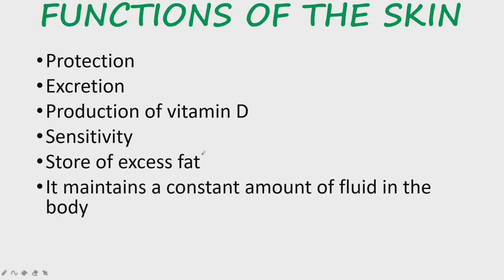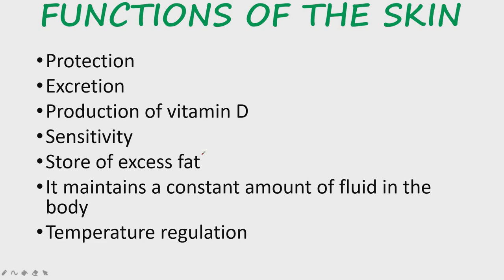The next one, it maintains a constant amount of water in the body. When the body has excess water, some of it will get rid as sweat, whereby skin will release that. But when the body has limited quantity of water, less sweat will be produced, but the body will not be dehydrated because the skin will control the amount of water that will leave the body. So the skin has the ability to maintain the amount of water that will leave and the amount of water that will be retained.